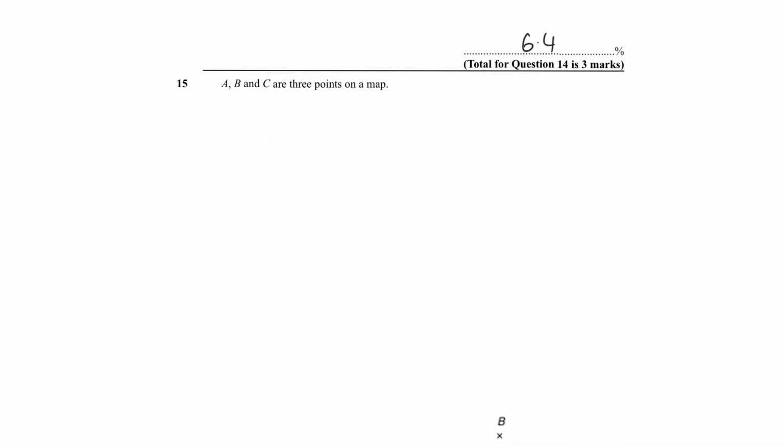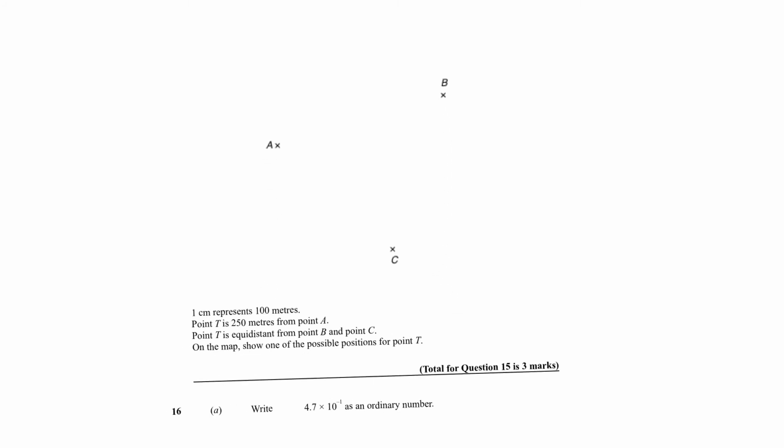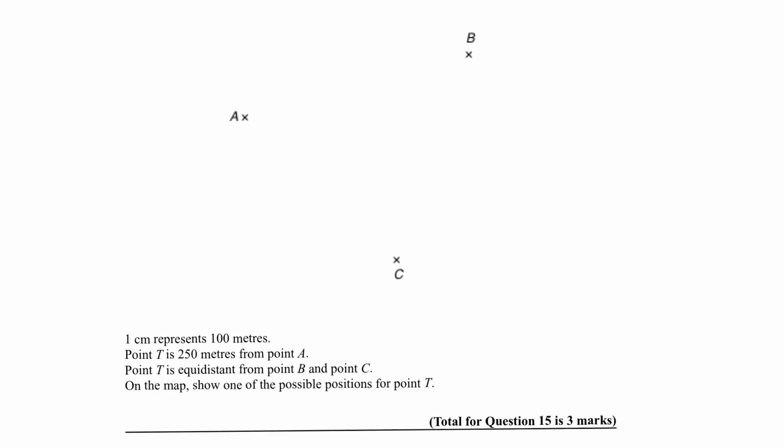Then question 15 says you have A, B, C that are points on a map, and it says 1 centimeter represents 100 meters, and it says point T is 250 meters from point A. It says point T is equidistant, so imagine it's about there. Again, that's not drawn to scale, so this is roughly equal distance from B and C, and then it was 205 meters.